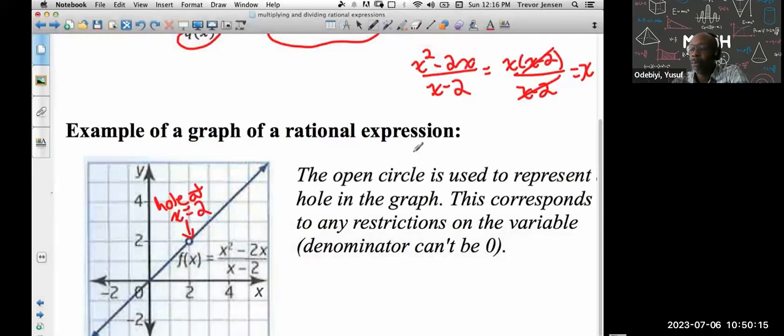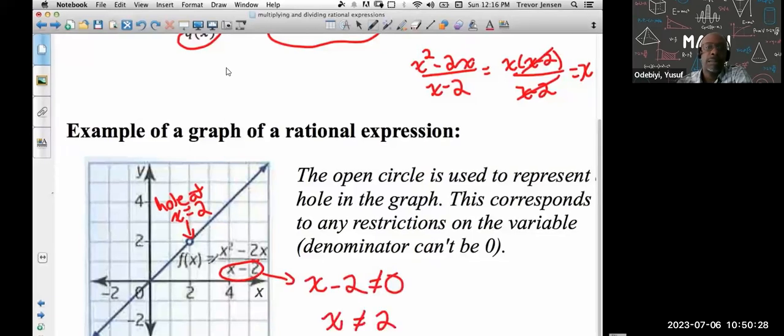Why does that happen? Well, if we look at our denominator of the function, x minus 2, keep in mind, the denominator can never equal 0. Therefore, x cannot equal 2. That's why we see a hole at x equals 2. Yeah, so I just said that. Let's just fast forward a little bit.